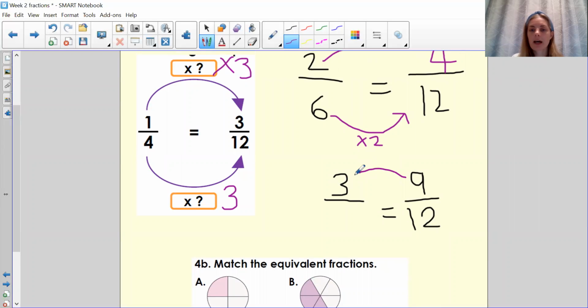What have I done to the 9 to get 3? Remember, we're using the information that they give us. So there is my arrow. Whatever I do to the one number, I need to do to the other, and see if you can figure out that missing digit.